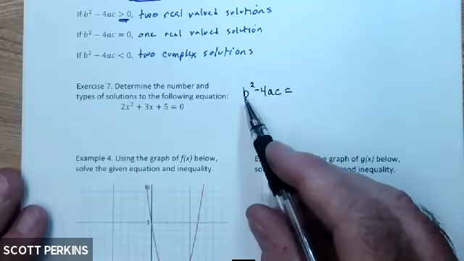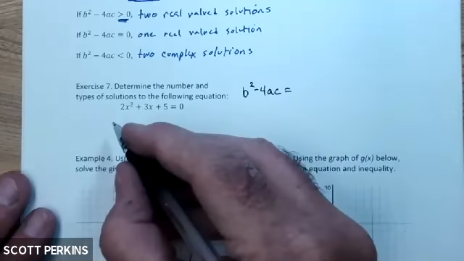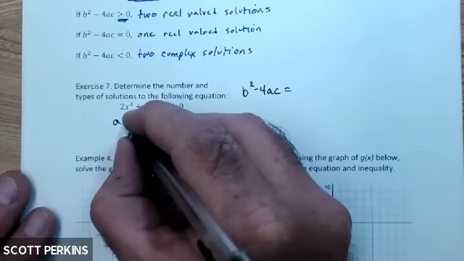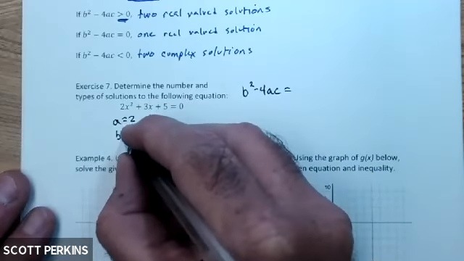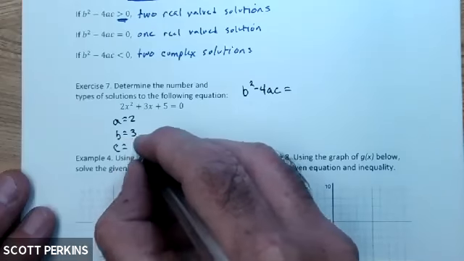All right, so I'm going to get started. B squared minus 4AC. Well, let me come over to my quadratic. The value of A is 2. The value of B is equal to positive 3. The value of C is 5.